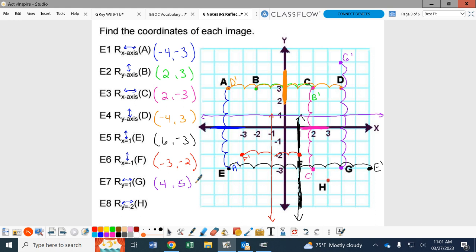Okay, last one. What color haven't I done yet? Yellow? I can't see yellow. How about this weird color blue? Let's see if we can see this weird color blue. I don't even know what to call that. Okay, here we go.